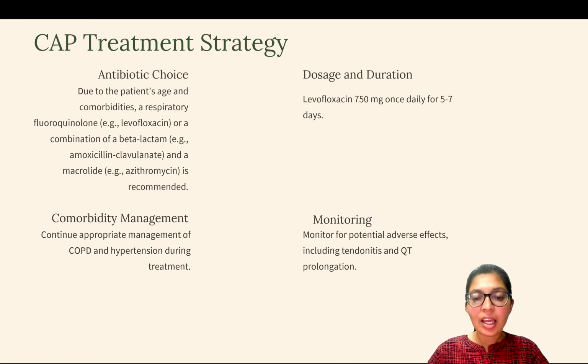Monitoring. Monitor for potential adverse effect including tendonitis and QT prolongation. So it should be considered and taken care during treatment strategy.